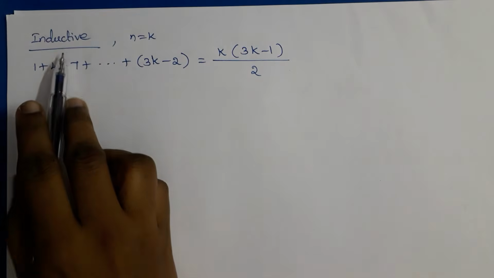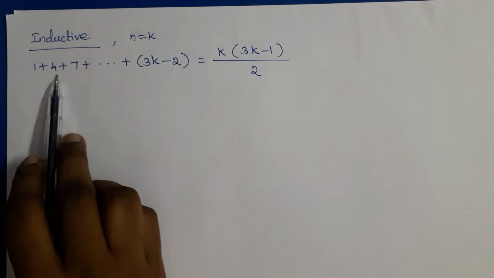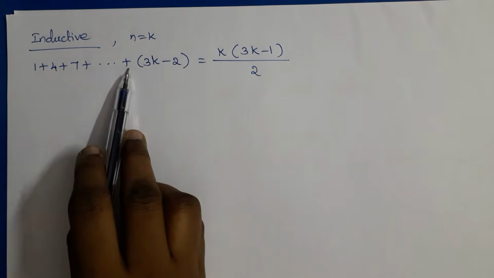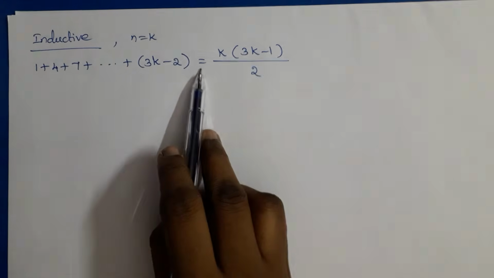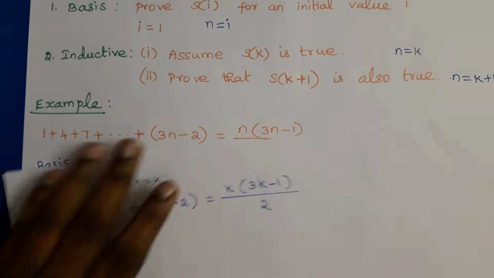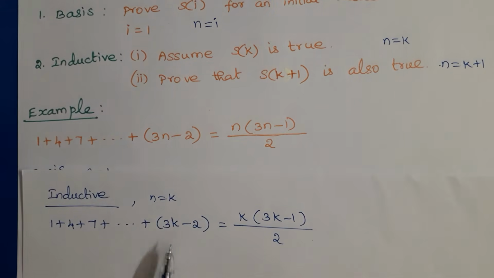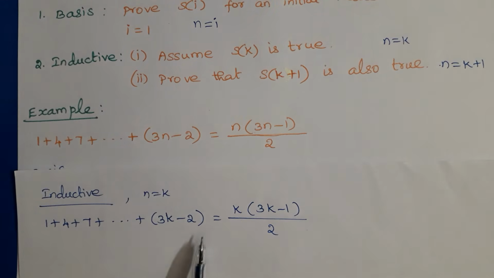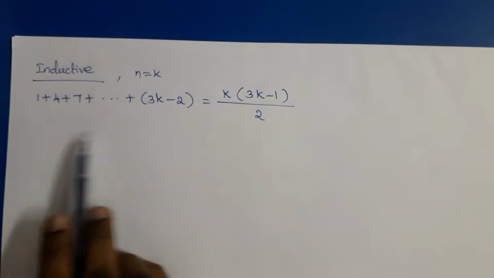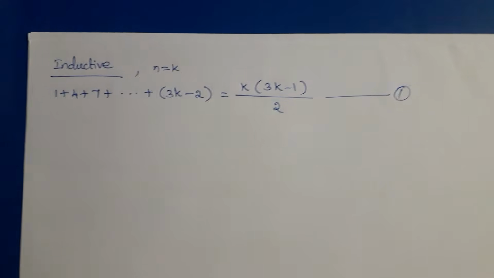In the inductive step, we have to consider n is equal to k. So the equation becomes 1 plus 4 plus 7 plus dot dot dot plus 3k minus 2 is equal to k times 3k minus 1 divided by 2. We have written this equation by substituting n as k. In the inductive step, we need to assume that this statement is true. So assume that this statement is true, equation number 1.